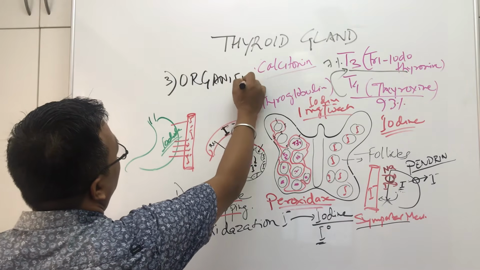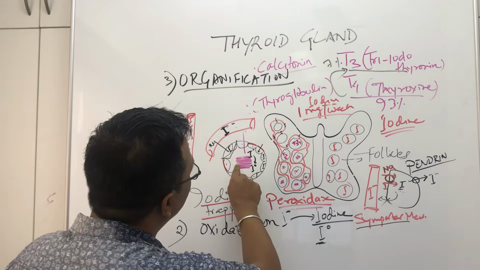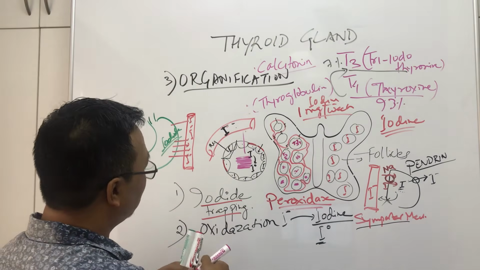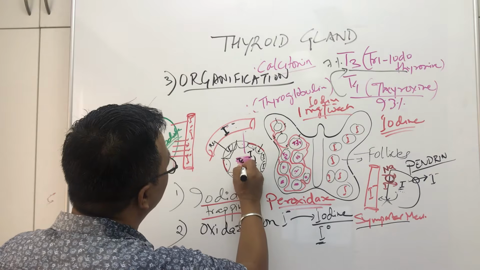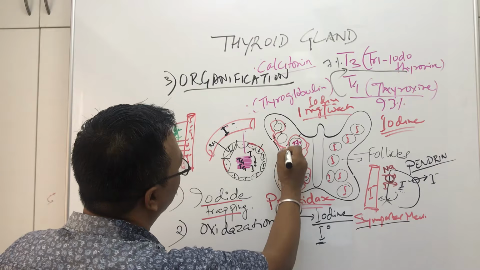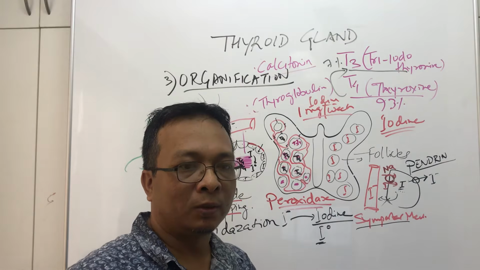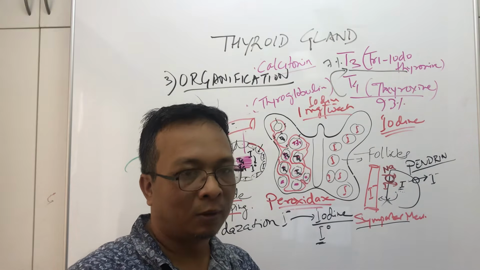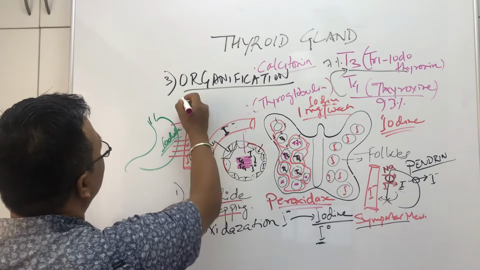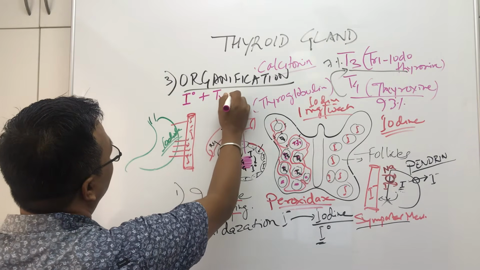Organification. So what is organification? Now we know that colloid is present inside the follicles, and inside the follicles there are thyroglobulins. These are the proteins normally found in colloid. Colloid is made of thyroglobulins. If you have studied biochemistry, thyroglobulin is made of tyrosine molecules. Now this iodine will combine with the tyrosine.